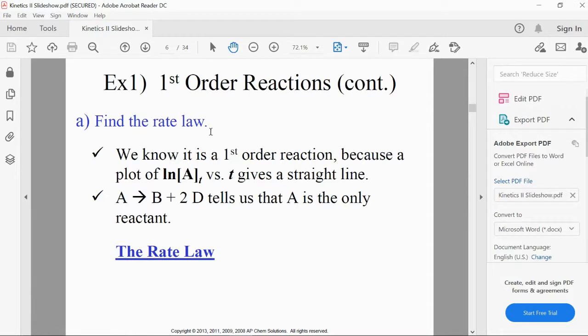Okay, so the first thing we got to do, we got to find the rate law, and we know a couple things. We know that since they gave us a graph where natural log A was plotted versus time, and we got a straight line from that, that this is a first order reaction. We also know that A is the only reactant, and so we can generate a rate law from that. Rate equals k[A], A is the only reactant, raised to the first power because it's a first order reaction.